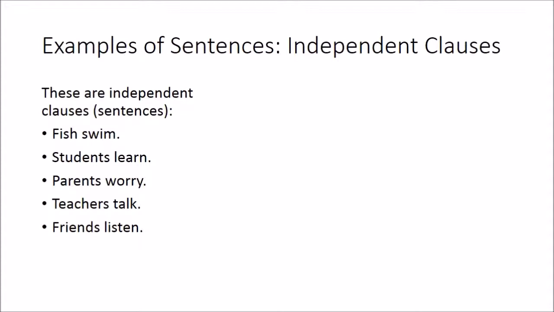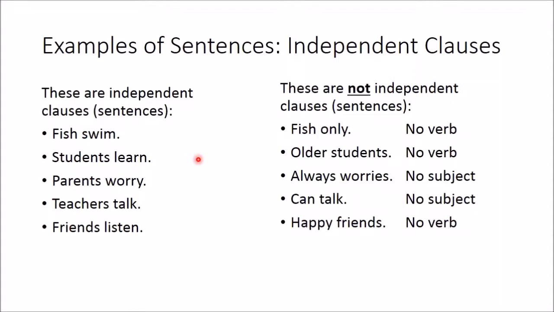So here are some examples of independent clauses. Fish swim, or sentences. Fish swim, students learn, parents worry, teachers talk, friends listen. Here are some that are not sentences. Fish only. Okay, that's 2 words, but it's not a sentence. There's no verb. The fish aren't doing anything. Okay, so this would not be a sentence. Older students. Again, 2 words, but not a sentence because there's no verb. Students aren't doing anything.